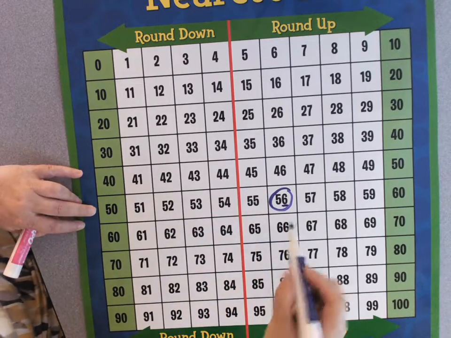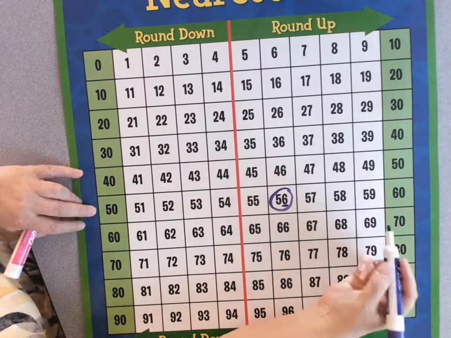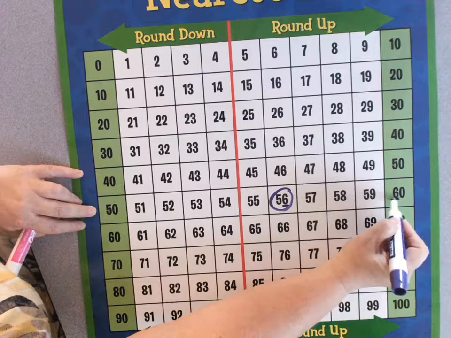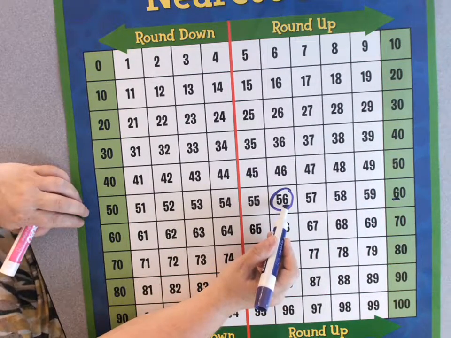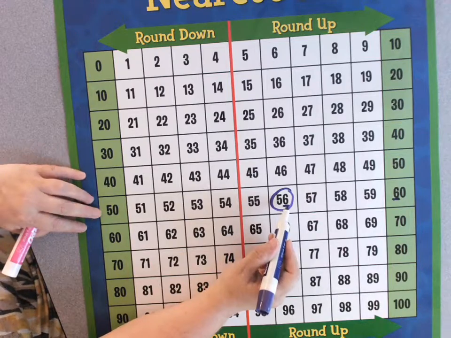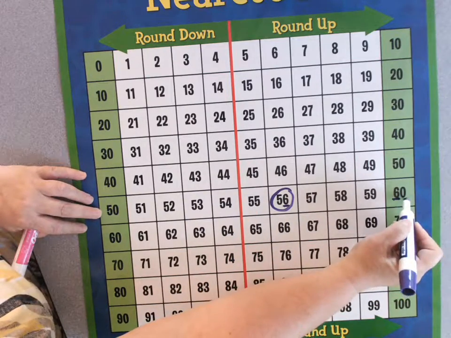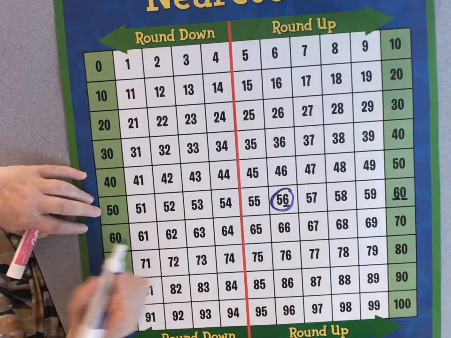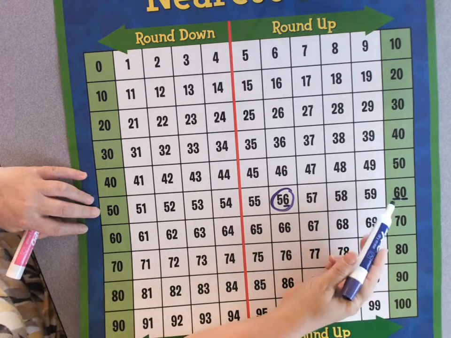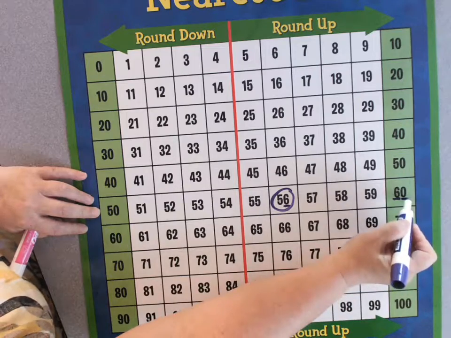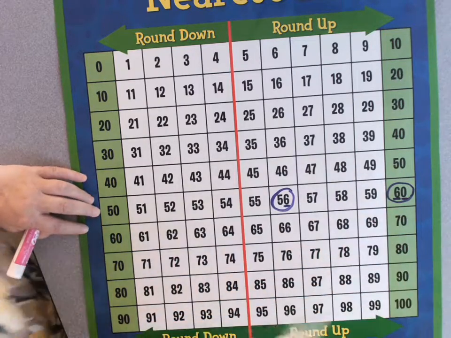What that means is that our 5 will become a 6, and the rest of our saying is look to the right, zero's in sight. So all of the other places will become a 0. So 56 rounded to the nearest 10 would be 60.